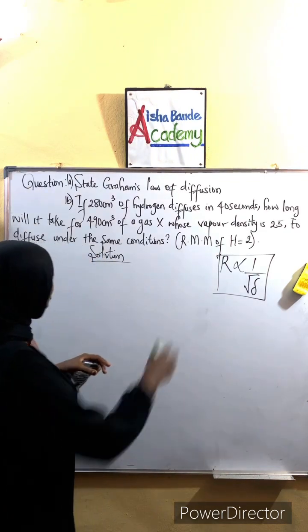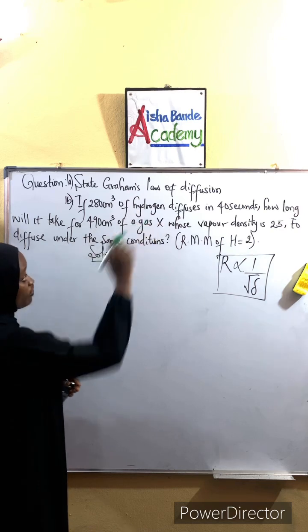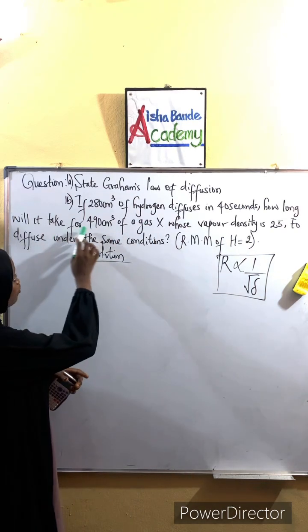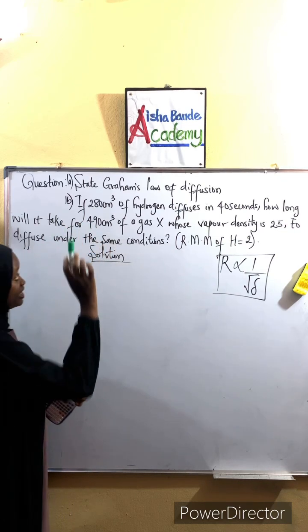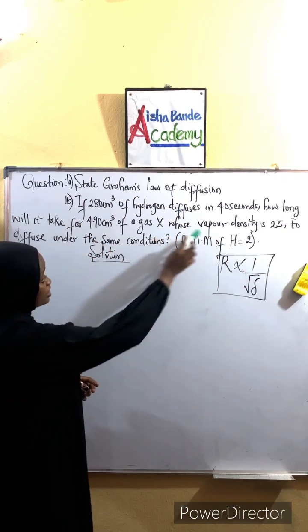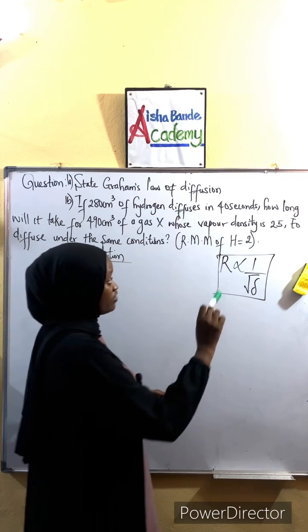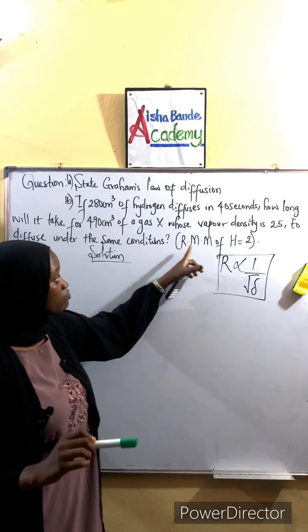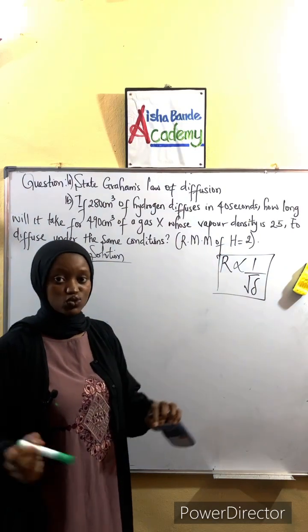So the question says, if 280 centimeter cube of hydrogen diffuses in 40 seconds, how long will it take for 490 centimeter cube of gas X, whose vapor density is 25, to diffuse under the same conditions, given that the relative molecular mass of hydrogen is equal to 2.